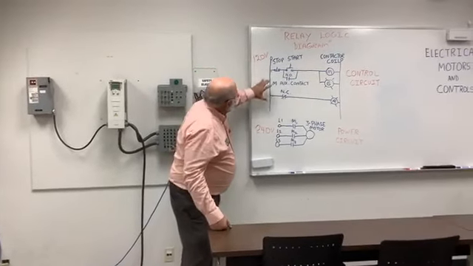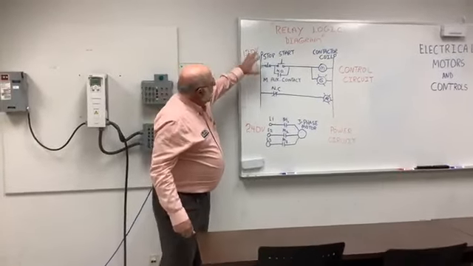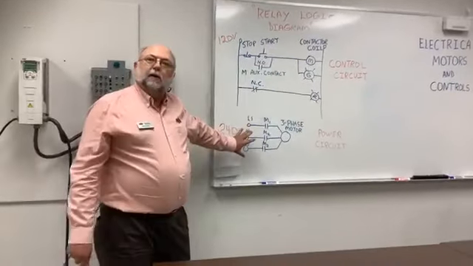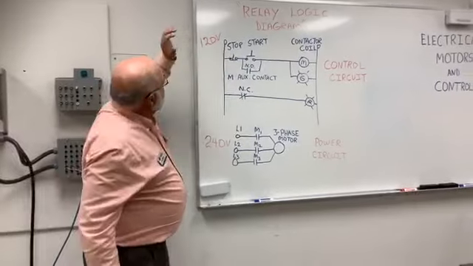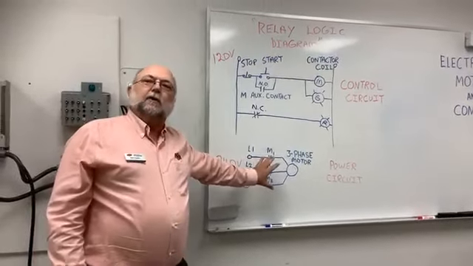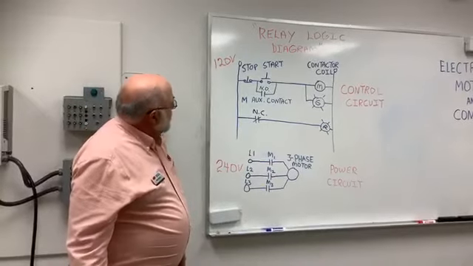So here's a wiring diagram. This is 120 volt, what we call a control circuit. Down here is the power circuit. So actually, we have this control circuit controlling the power circuit.